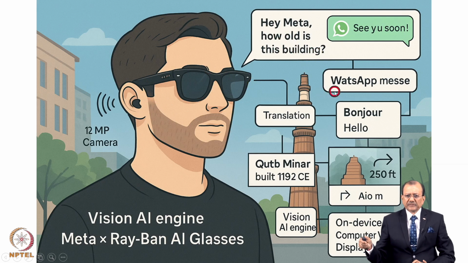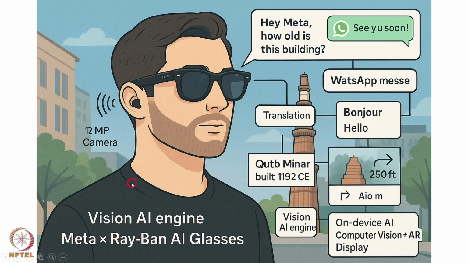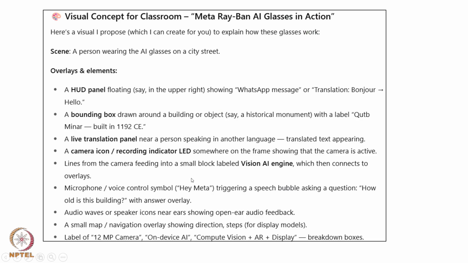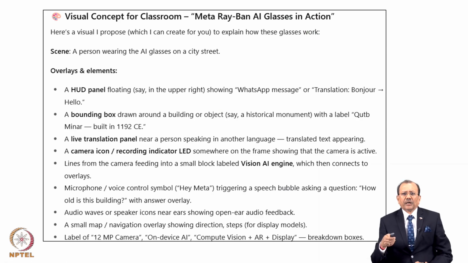Then this building is identified by WhatsApp, and then he gets a message that this is Qutub Minar, built in 1192 CE, and it is 250 feet high. So that is the way this technology is empowering human beings now, and this is a recent launch. I have also put a slide, the key functionality of Meta Ray-Ban AI glasses.